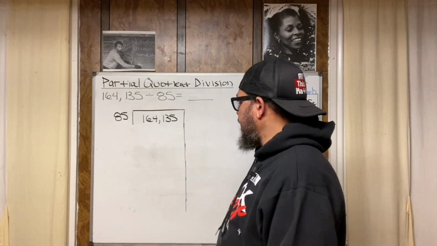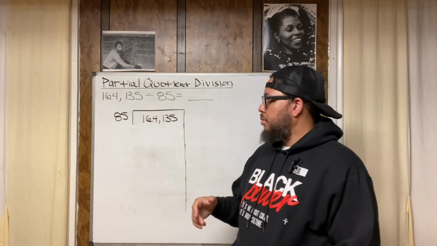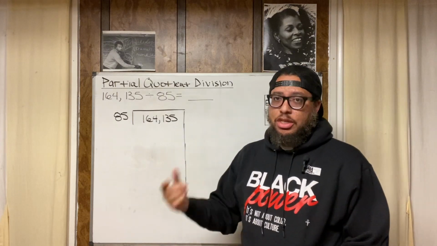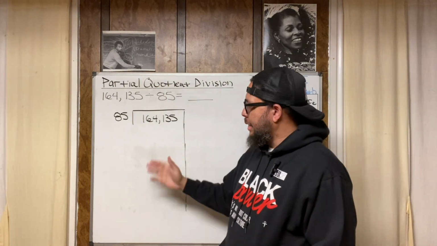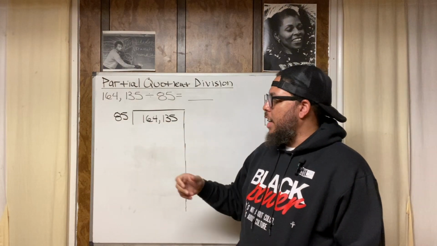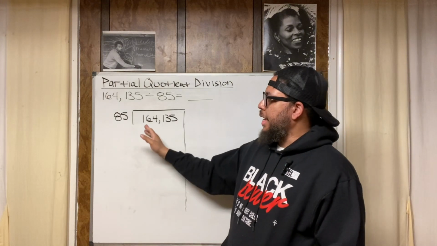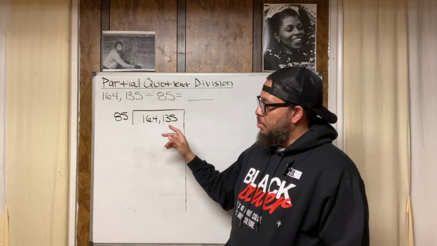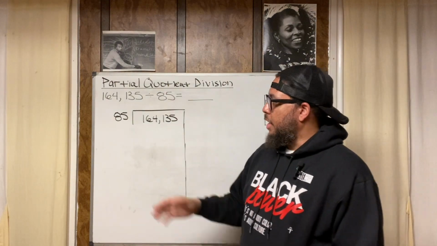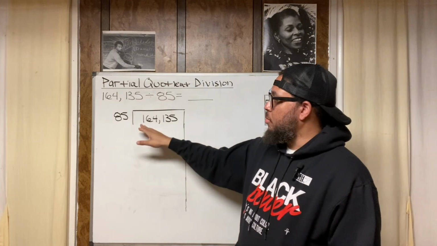So let's say, in a situation like this, we might say, well, what's 85 times 10? 850. That's not that close to this number. What's 85 times 100? 8,500. That's not really that close to this number. Remember, this number is 164,000. What's 85 times 1,000? That'd be 85,000. That's like half of this number, right? But then what's 85 times 10,000? That would be 850,000. So that's too big because that's more than this dividend.